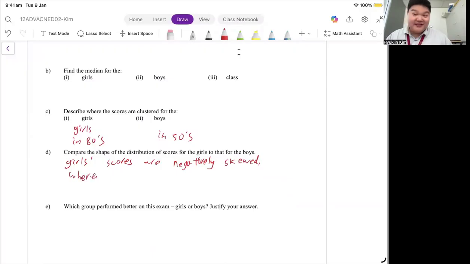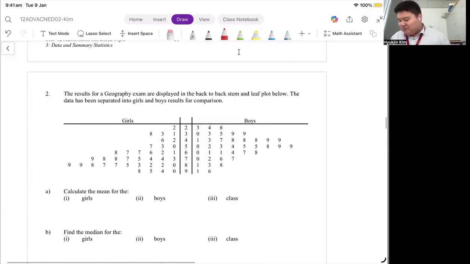Whereas, what a fancy word. Jesus, English standard, by the way. Whereas the boys' scores are positively skewed. Now, at this point, that is just about it.